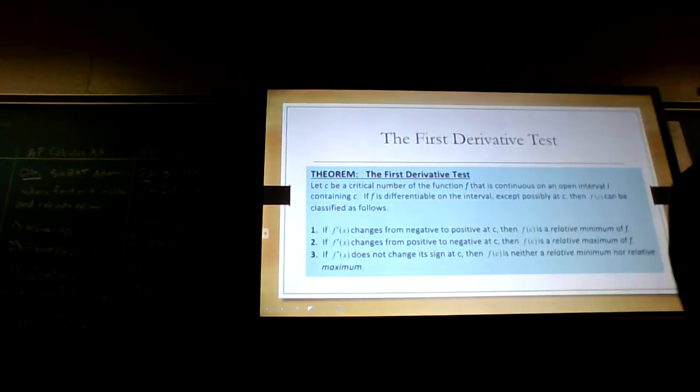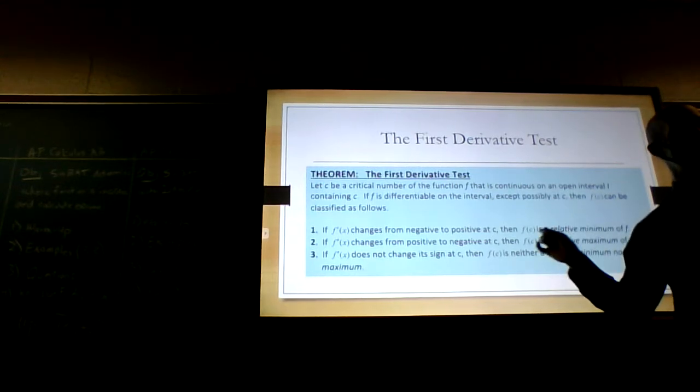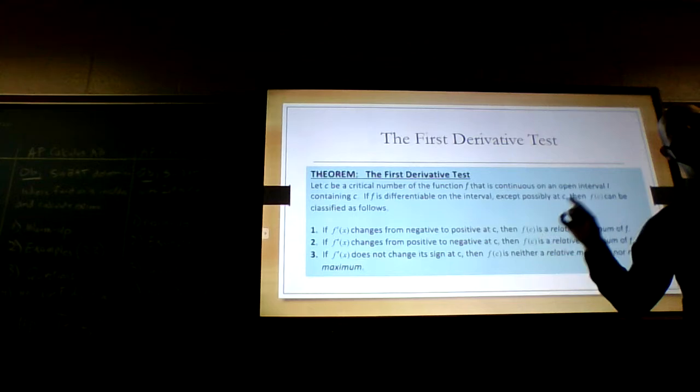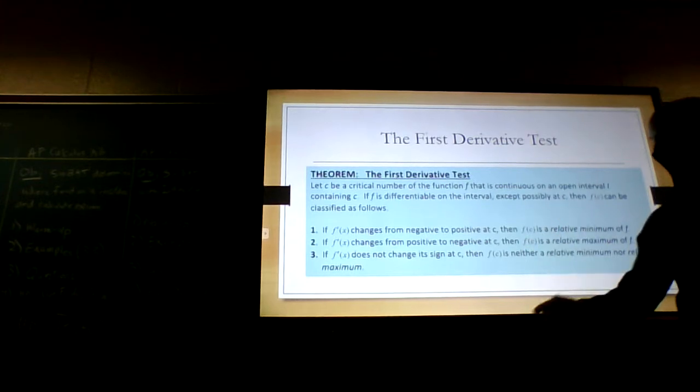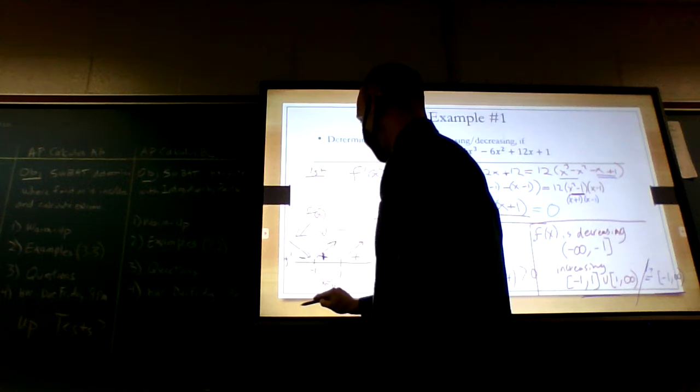Okay, this is probably the most important test of the entire year. If there's anything that I think you really need to know in this chapter, it's probably this right here. This is called the first derivative test. And if I were you, I would commit this to memory as much as possible.